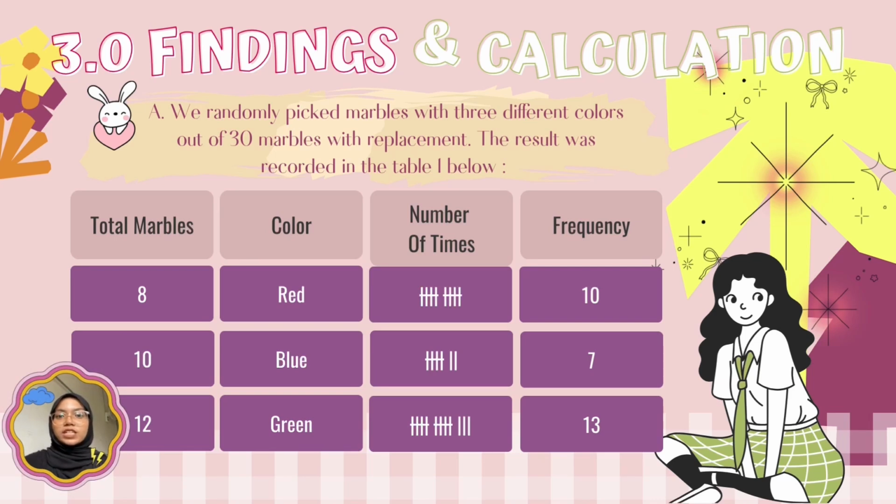Okay, so we have done the experiment where we randomly pick marbles with 3 different colors out of 30 marble with replacement. So the result was recorded in this table 1. Okay, so first, the total marble for red marble is 8, 10 for blue marbles and 12 for green marbles. Okay, so next, from our observation, we have found that the frequency for red marble is 10, 7 for blue marbles and 13 for green marbles.